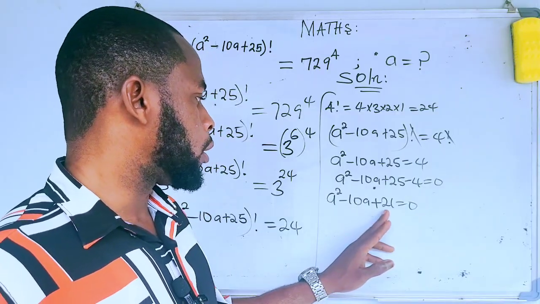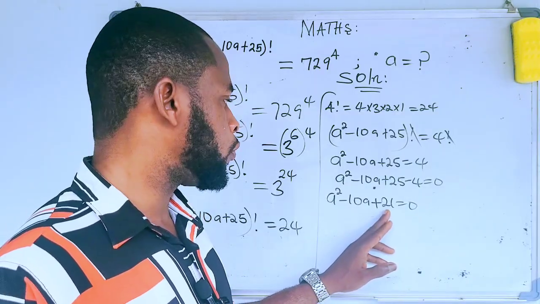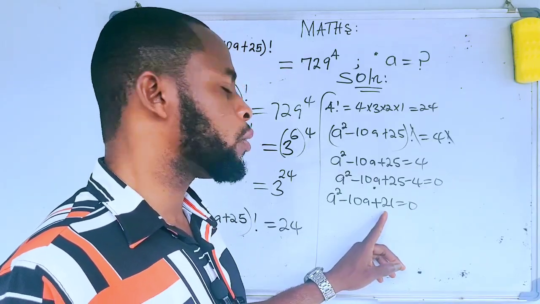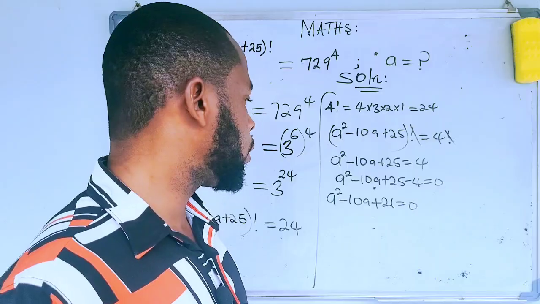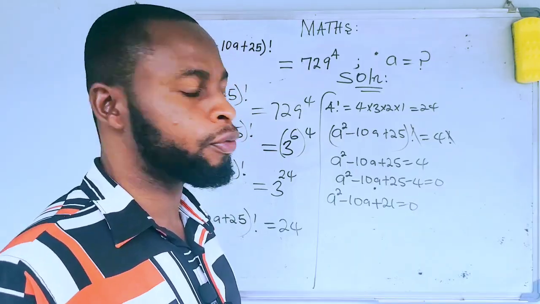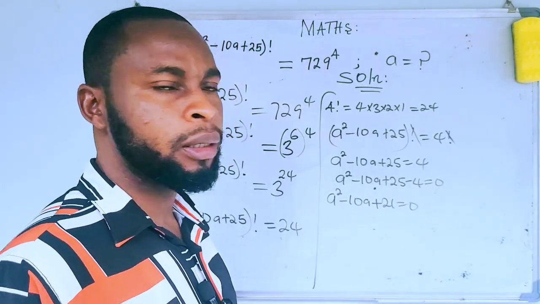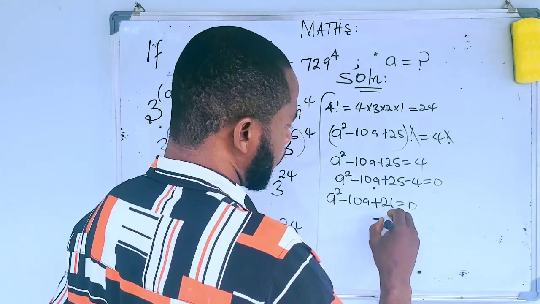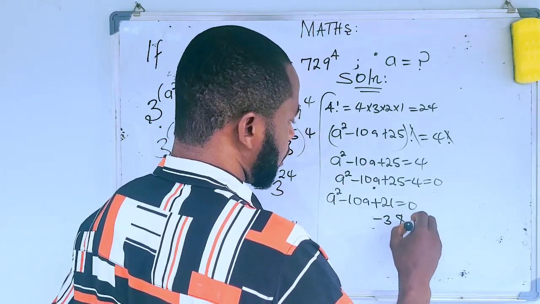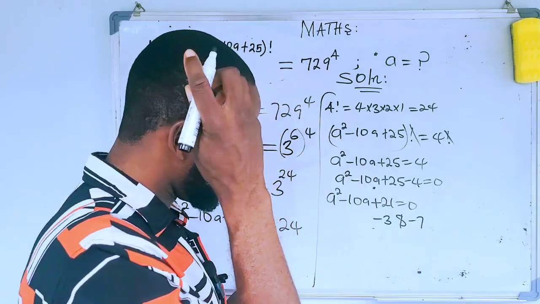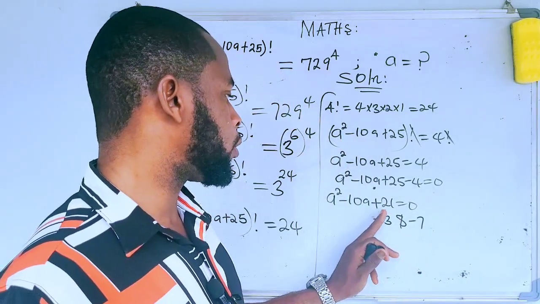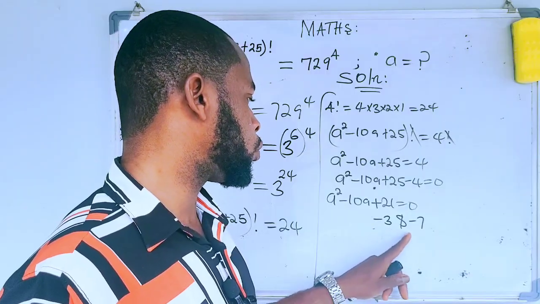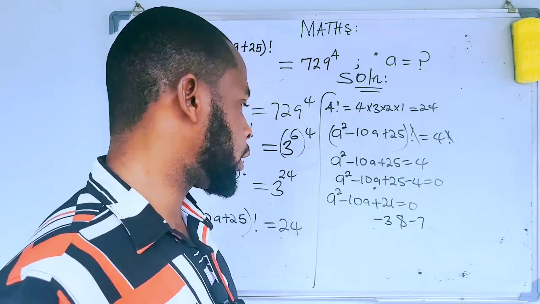Now come to the constant here, which is 21. Look for two possible factors of 21 such that when you multiply, they give you 21, and when you add up these same two factors, you have minus 10 here. So let these factors be minus 3 and minus 7. If you multiply this out, you get plus 21. Then if you add these same two factors, you have minus 10.